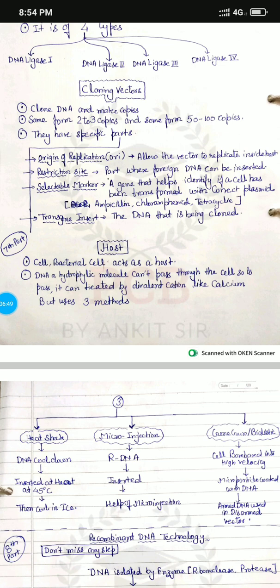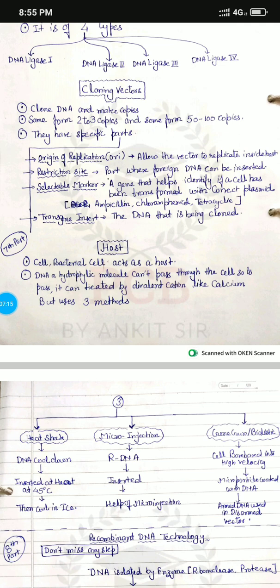The selectable marker is a gene which helps to identify if the cell has transformed with the correct plasmid or not. For example, ampicillin, chloramphenicol, tetracycline. The restriction site names are also like BamHI, HindIII, SalI, like this. And the transgene is the DNA which is going to be inserted inside. So the fourth thing is going to be there.